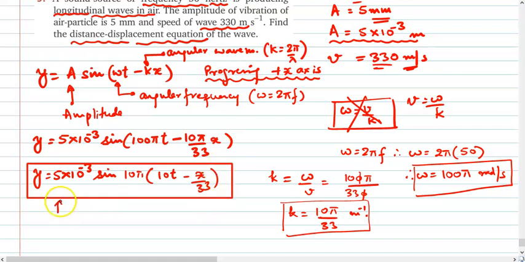This is the distance displacement equation in SI system of units. That means the amplitude is in meters and all other factors are in SI units as per the requirements.